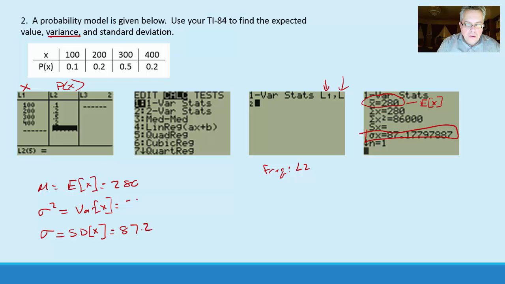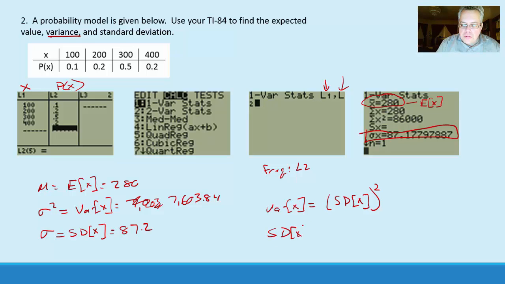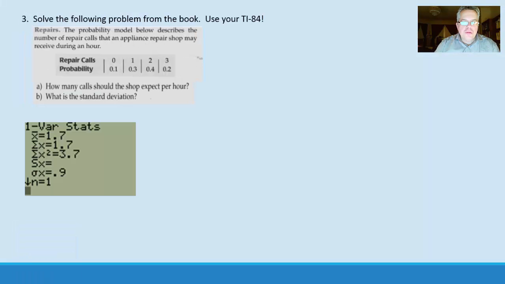7,603.84. Okay, so the variance is what you get when you square the standard deviation, or the other way around, the standard deviation is the square root of the variance. So we have to know the relationship between those two. All right, slowly but surely getting easier.